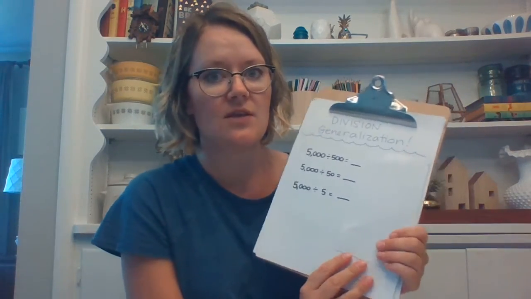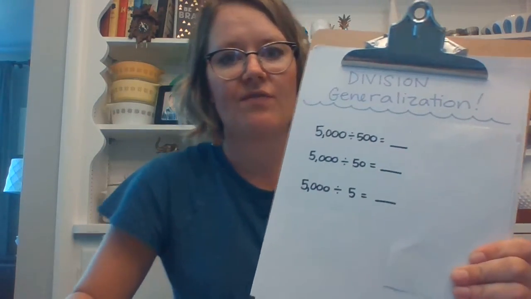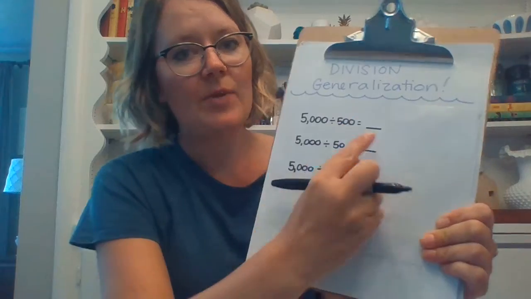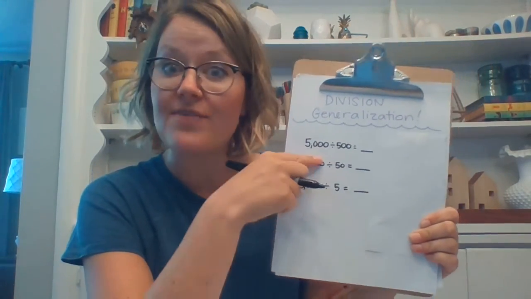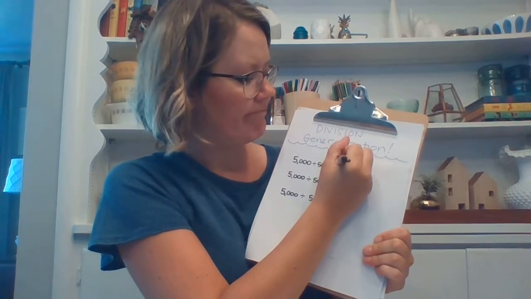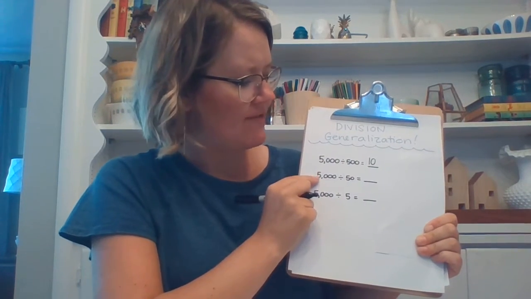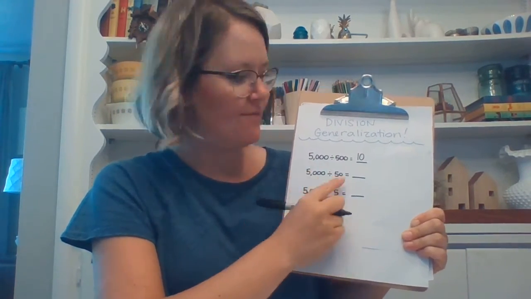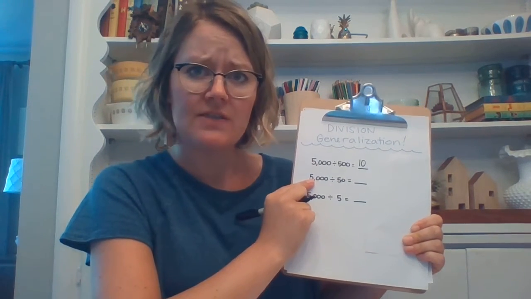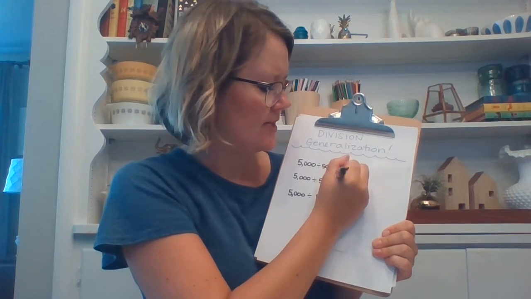They mean different things. In an equation like 5,000 divided by 500, it's like we're saying how many 500s are in 5,000. And the answer to that would be 10. 5,000 divided by 50: how many 50s are in 5,000? There would be more 50s than 500s. And that answer is 100.